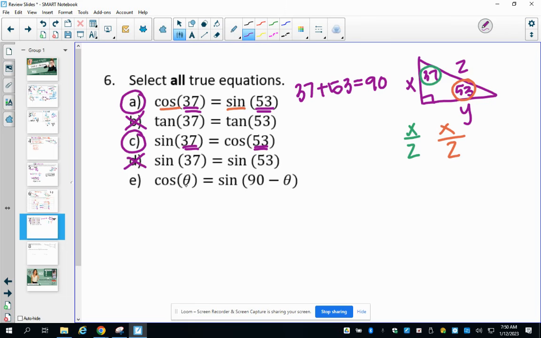And then the cosine of theta with the sine of 90 minus theta. This would be true because theta plus 90 minus theta, well, the thetas are going to cancel out, and that's going to equal 90. So these are complementary angles, one sine, one cosine.